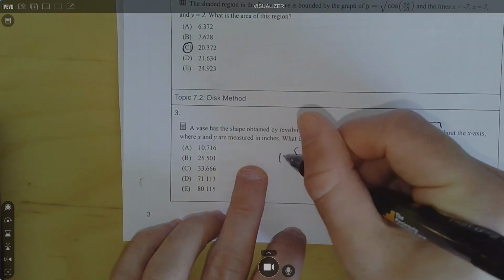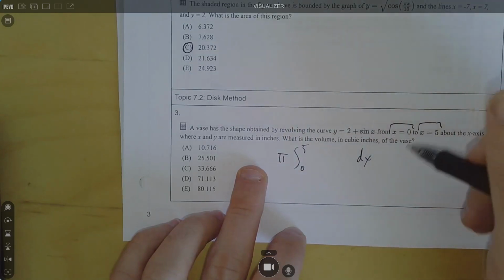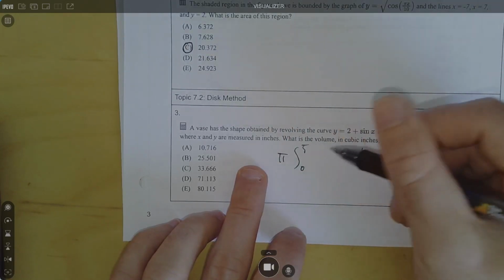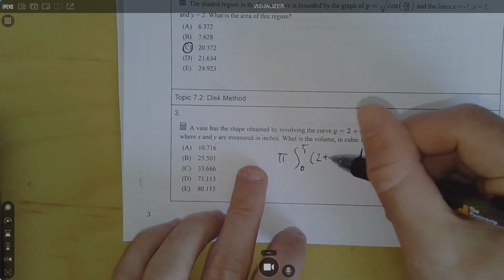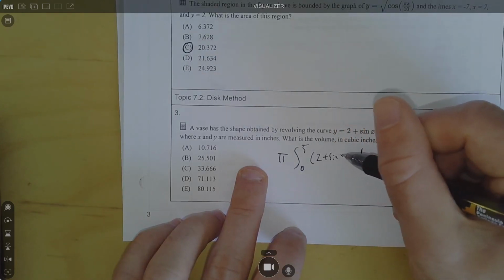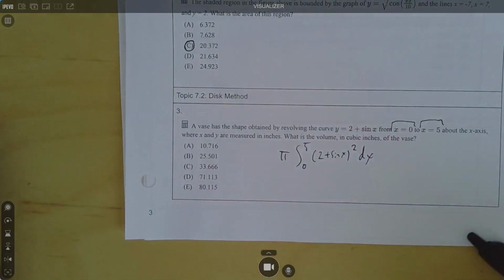So you have to know the formula. It's going to be pi r squared, and my function is going to be 2 plus sine x. There's no second function, so this is why it's definitely going to be the disk method, and I'll show you when we look at it. So let's put it in.